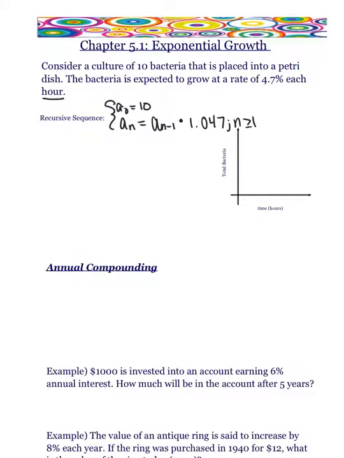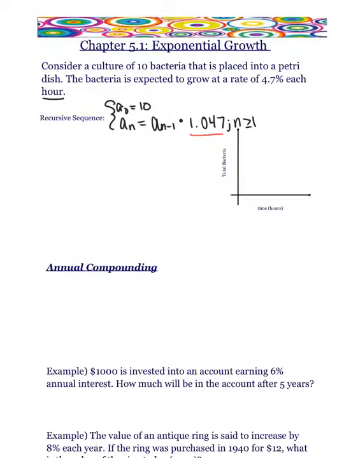Now when I'm multiplying by this 1.047, remember by multiplying by 1 you get yourself, and then by multiplying by the 0.047 I increase by that 4.7%. So I can just do that in one step.